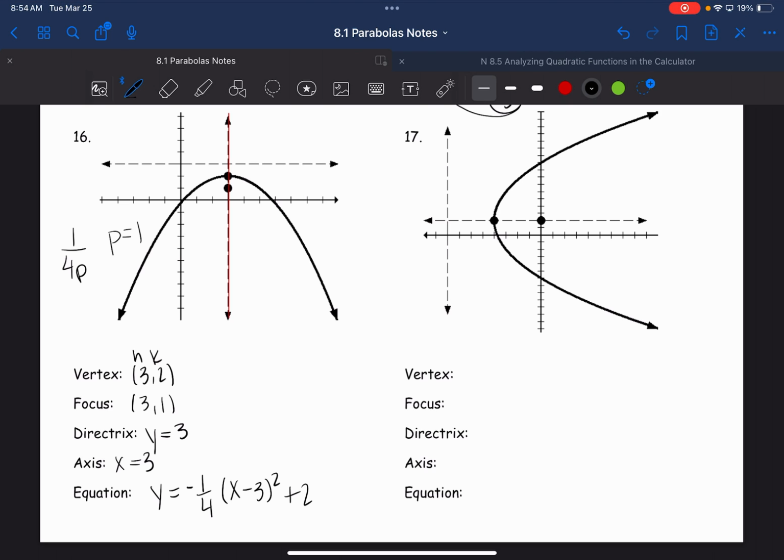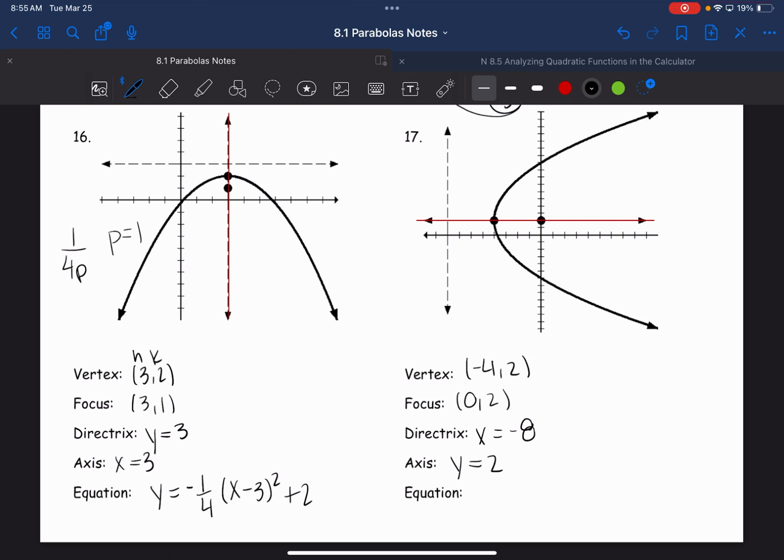On number 17, where is the vertex? Negative 4, 2. All right, and where is our focus? 0, 2. And what's the equation for the line of our directrix? X equals negative 8. Very good. Okay. And then your axis of symmetry, in this case, is a horizontal line, right? Because it's flipped on its side. So that's this line right here. What's the equation of that line? Very good. Okay. So now we're going to write the equation.